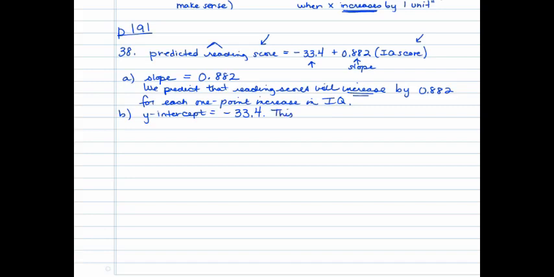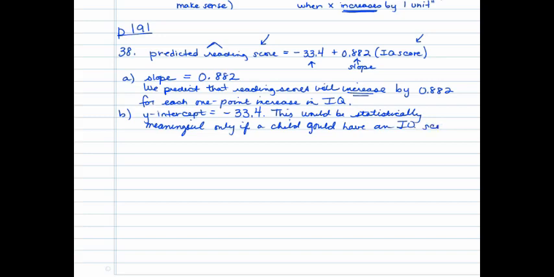So you have to be able to write in a complete sentence. This would be statistically meaningful only if a child could actually have an IQ score of 0. I don't believe anyone has an IQ score of 0. Some people have more, don't get me wrong, but I don't think you can have 0.